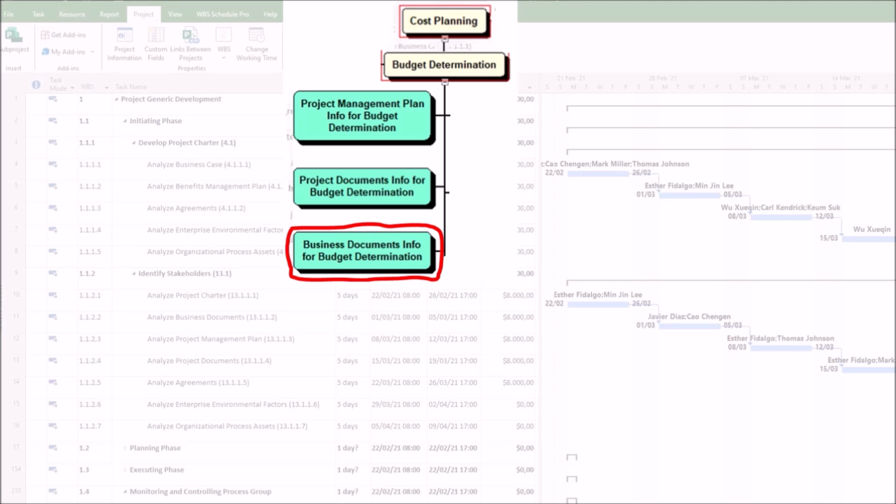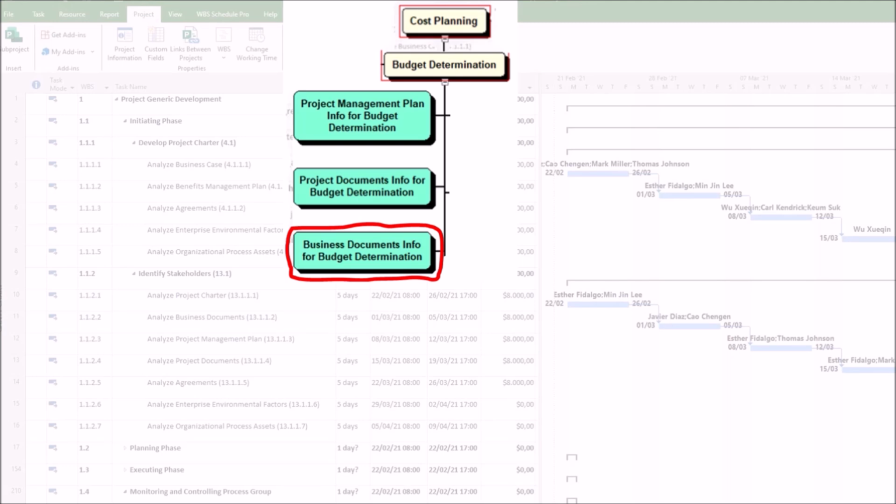First, strategic alignment. Ensures the budget supports business objectives. Second, funding justification. Stakeholders and sponsors rely on these documents to approve budgets. Third, risk and assumption validation. Business documents highlight financial risks and constraints that impact the budget. Fourth, governance and compliance. Ensures adherence to the organization's financial policies.